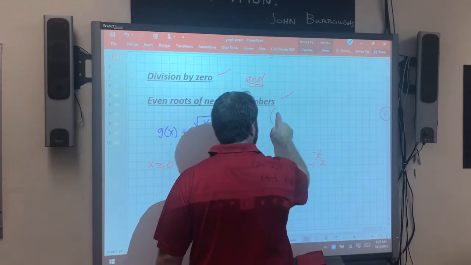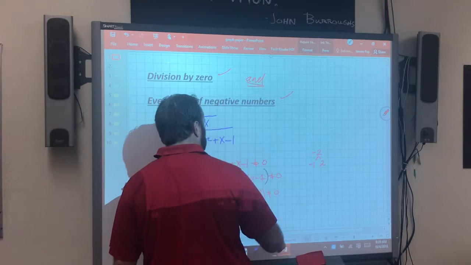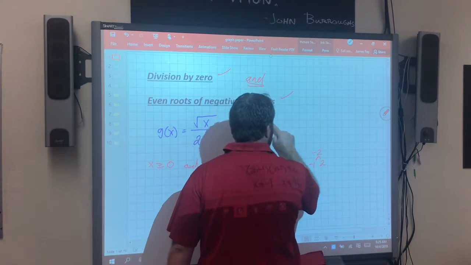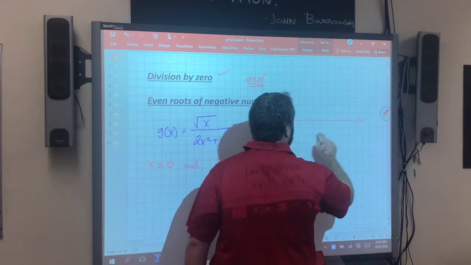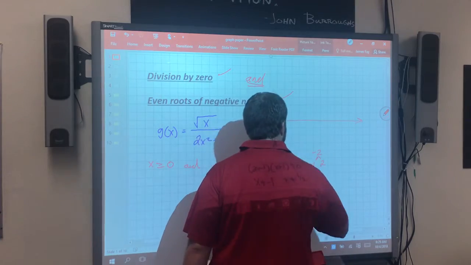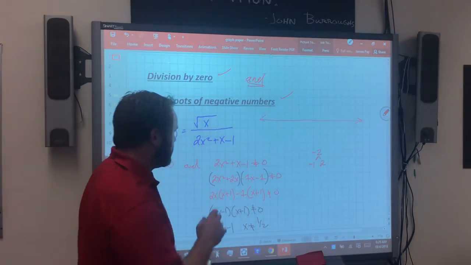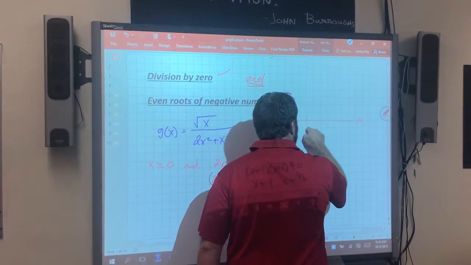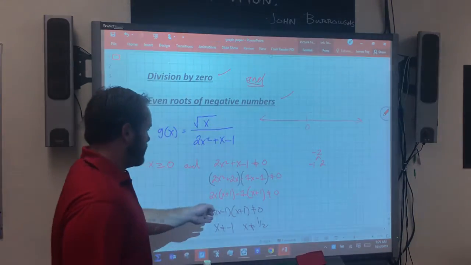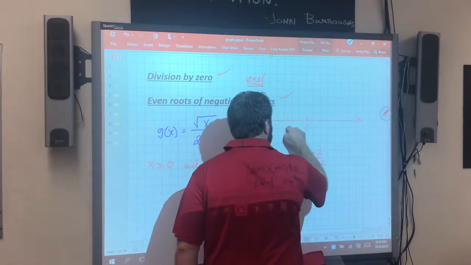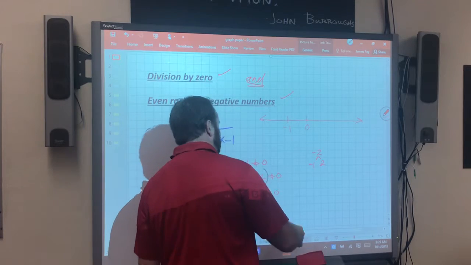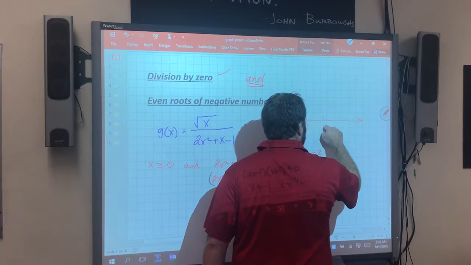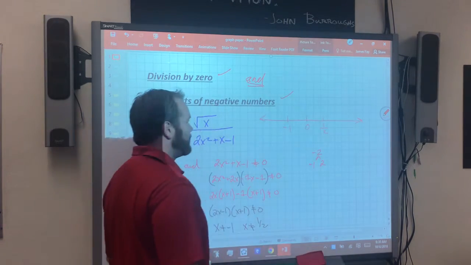Maybe you can do it this way, if you're more of a picture type person. Okay, so my domain is all real numbers. I'm going to put in here just some key values. We have 0, -1, and we have 1/2, right? So maybe I put those values in.